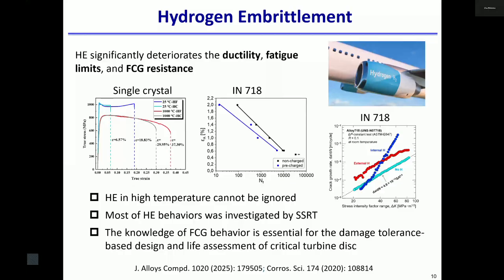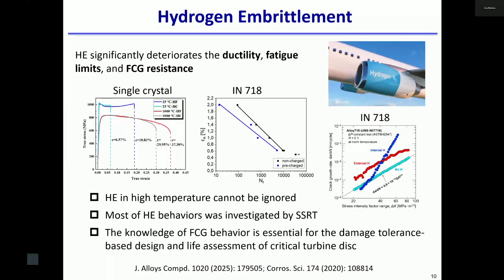Recently, because of the aviation industry, they need aero engines which can reduce the carbon emission, even eliminate it. Currently GE, Rolls-Royce, Pratt & Whitney, and also CFM are developing hydrogen-burning aero engines. The development is very fast. By 2050, this might be commercialized. In this situation, because the environment is hydrogen burning, we need to consider the hydrogen embrittlement behavior for the nickel-based superalloy.